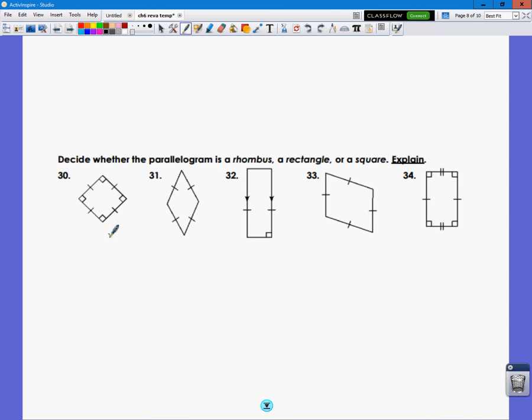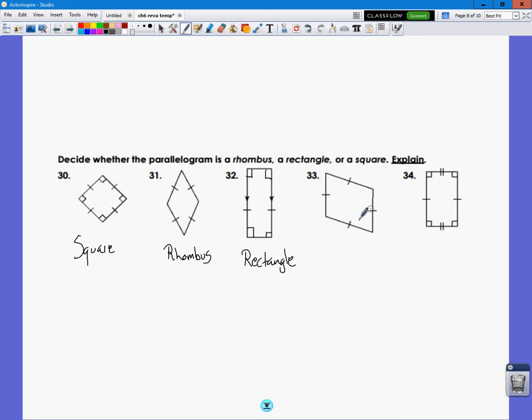These should be super easy if you know the definitions of a rhombus, rectangle, and a square. This is a square. It has 4 congruent sides and 4 right angles. Number 31 is a rhombus. It only has 4 congruent sides. Number 32, this is a parallelogram. But remember, in a parallelogram, opposite angles are equal. So these both would be 90. And consecutive angles add up to 180, so each of these would be 90 degrees, which makes this particular figure a rectangle.